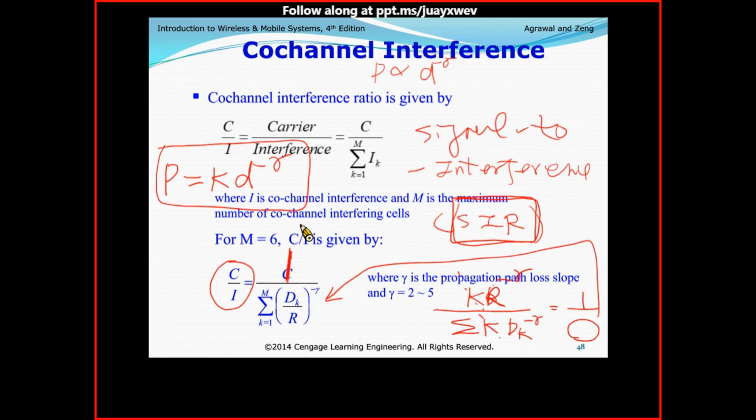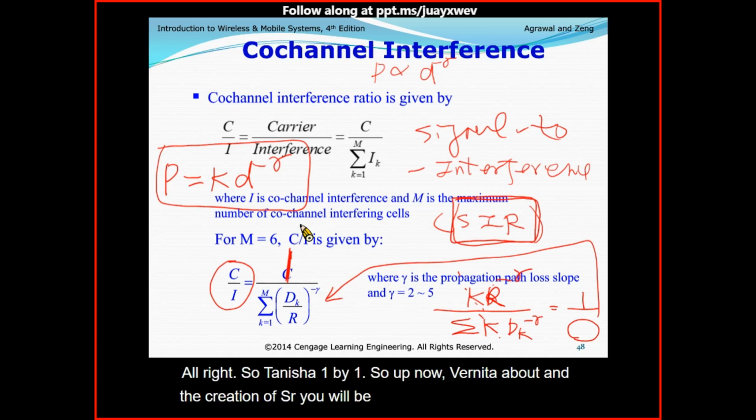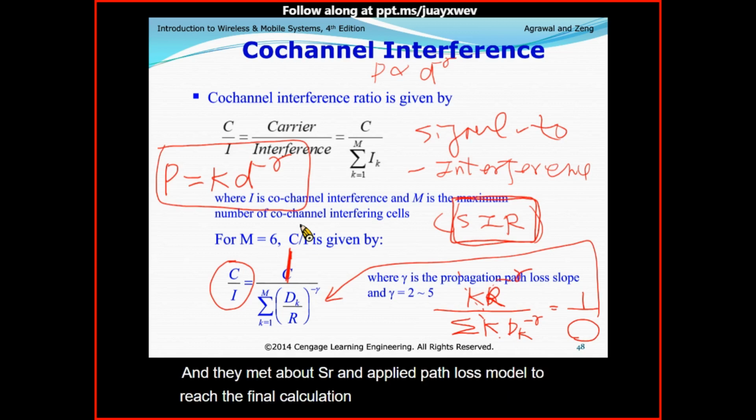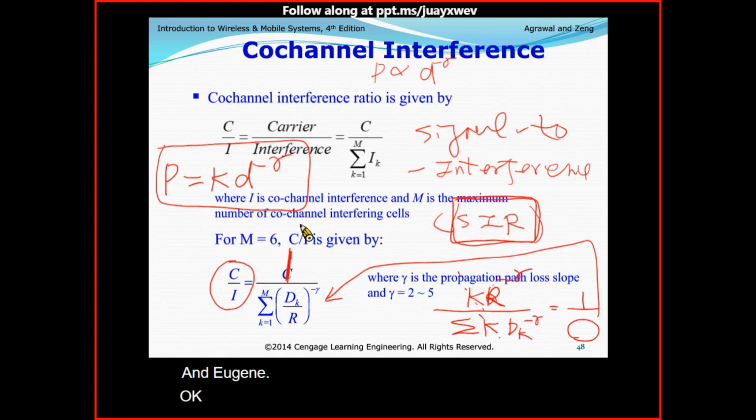Alright, so let me check one by one. So up now, Veronica, about SIR and calculation of SIR. It will be okay, right? Alright. And the math about SIR and applying the path loss model to reach the final calculation. Any questions? Oh, okay, thank you. And Eugene? Okay for you? Okay, thank you. And Jefferson, Christopher, and Ken. All right. Okay, thank you.